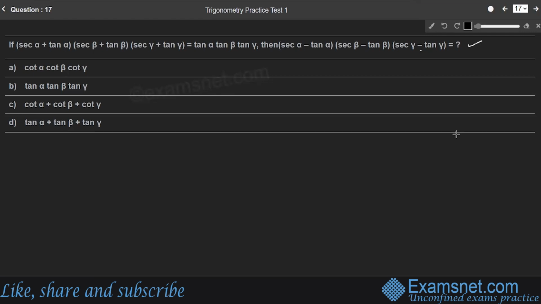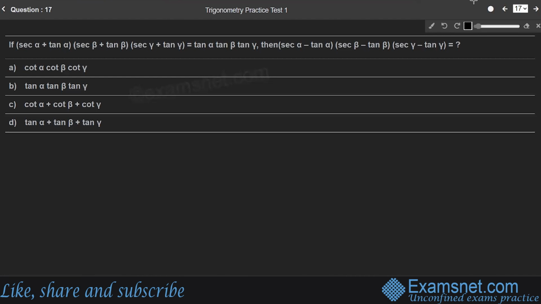Question number 17. If (secant alpha plus tan alpha) into (secant beta plus tan beta) into (secant gamma plus tan gamma) is equal to tan alpha into tan beta into tan gamma, then (secant alpha minus tan alpha) into (secant beta minus tan beta) into (secant gamma minus tan gamma) is equal to? Though the question looks a bit lengthy, the answer is very easy here, students.